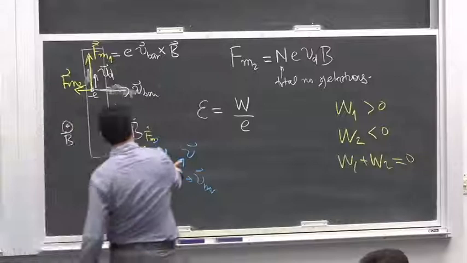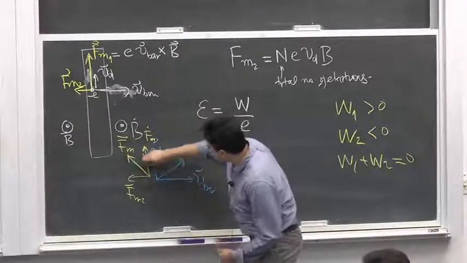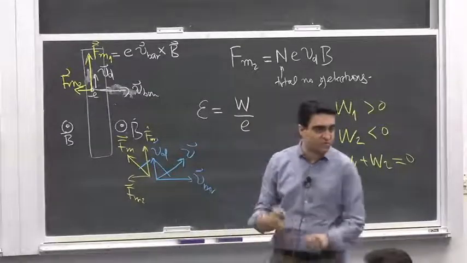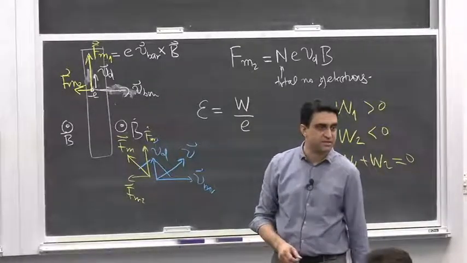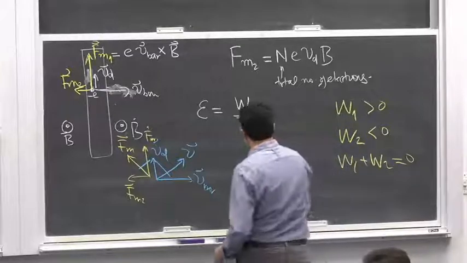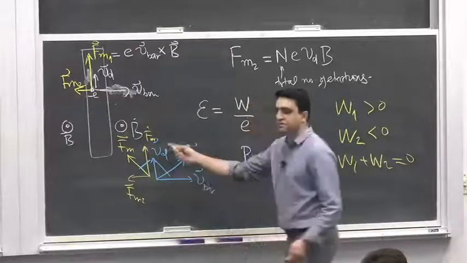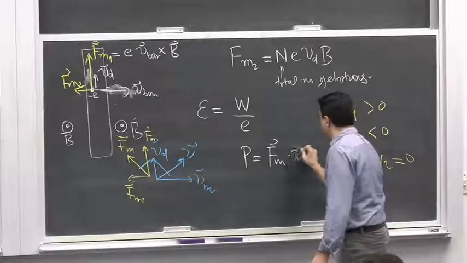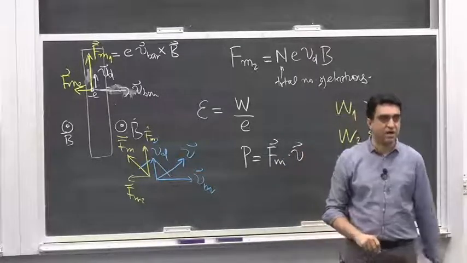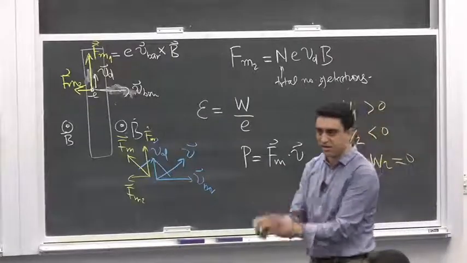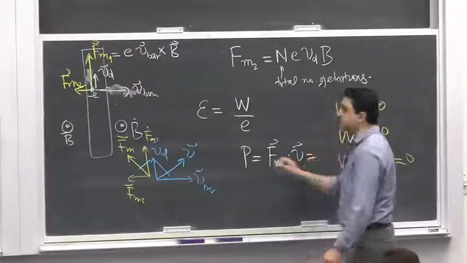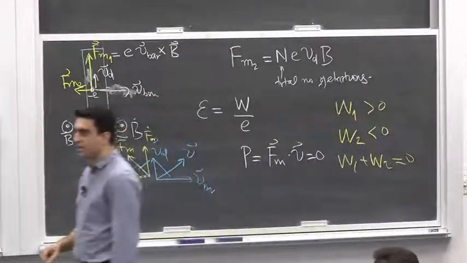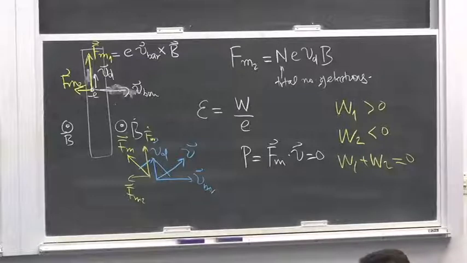So you have the velocity here and the force there. The angle between the net velocity and the net force is 90 degrees. So the total power which the magnetic field gives to the electron is the total magnetic force dotted with the total velocity of the electron, and because both of them are perpendicular, the net power which the magnetic field gives to the electron is 0. The question is, where does EMF come from?